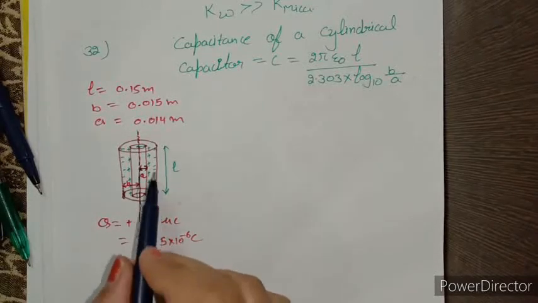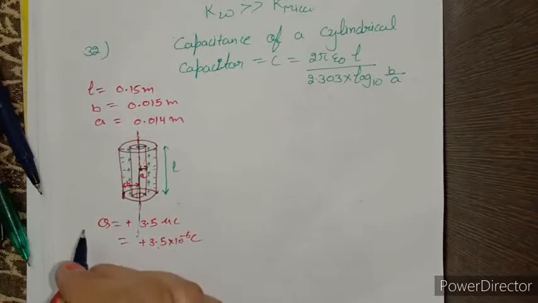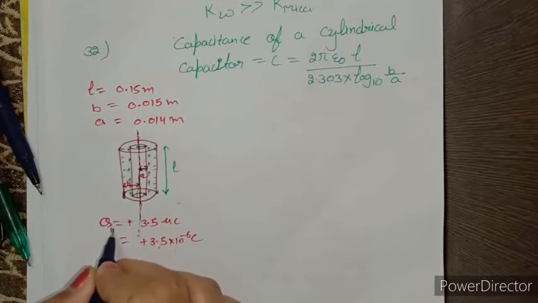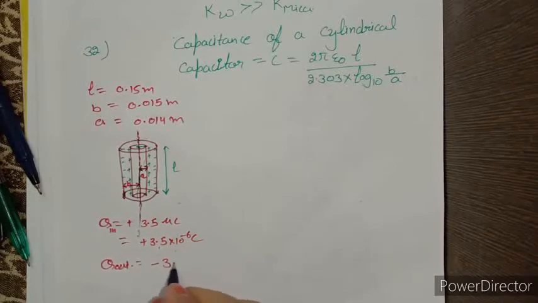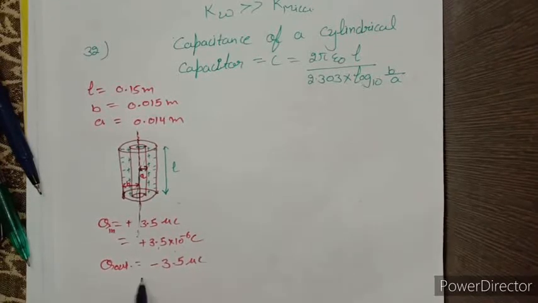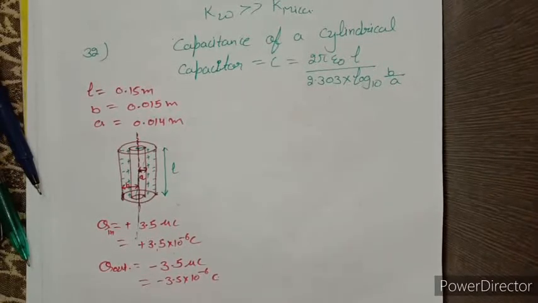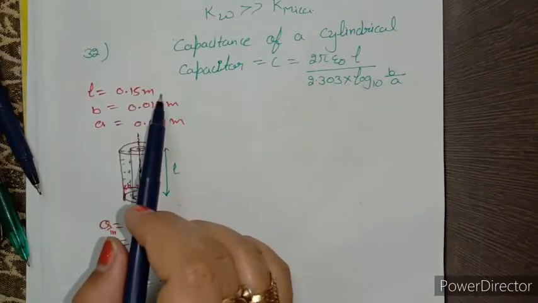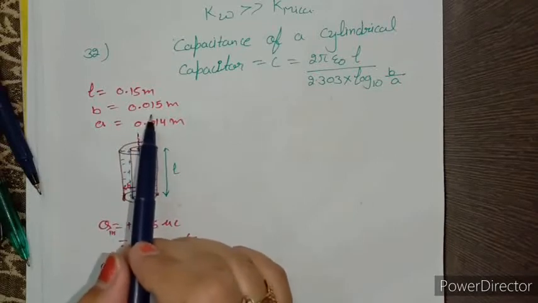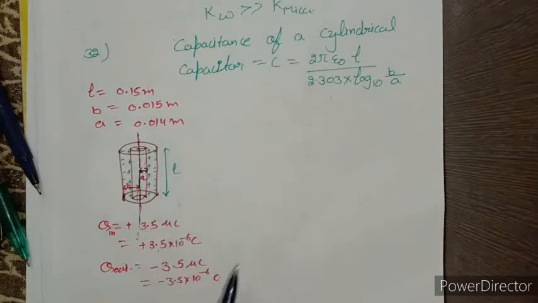So it means on the inner cylinder we have the charge 3.5 into 10 raised to power minus 6 coulomb, and for the outer this will become negative 3.5 microcoulomb, so negative 3.5 into 10 raised to power minus 6 coulomb, right? And also given the length of the cylindrical capacitor equal to 0.15 meter, the outer radius 0.015 meter and the inner 0.014 meter.